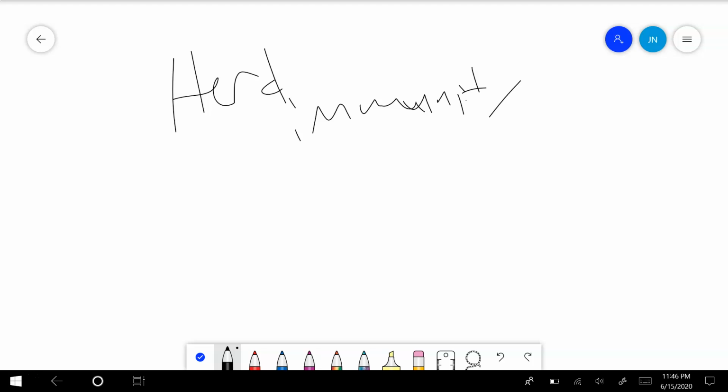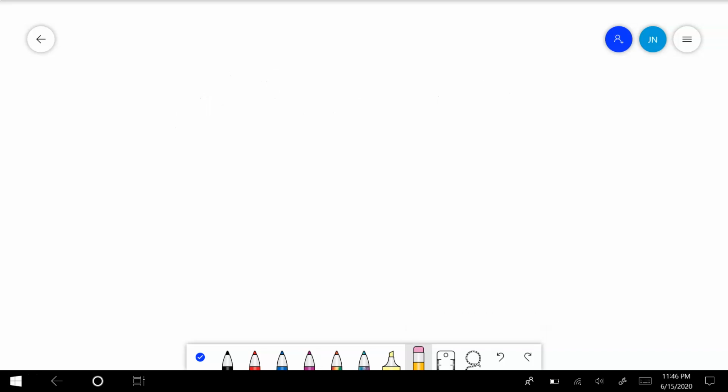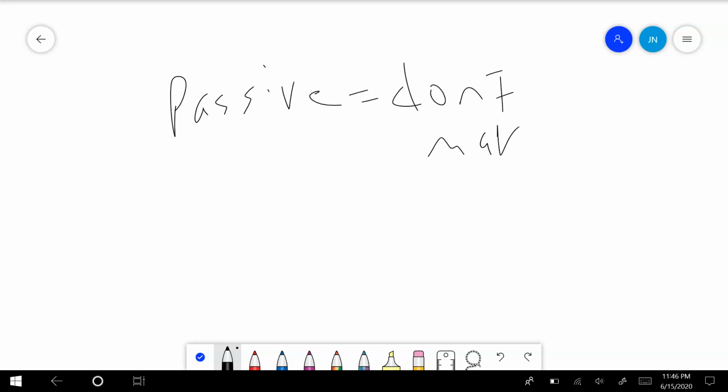There's active humoral immunity. Now, passive humoral immunity means you don't actually make your own antibodies. Passive, you don't make antibodies, but you get them. So how does that happen?